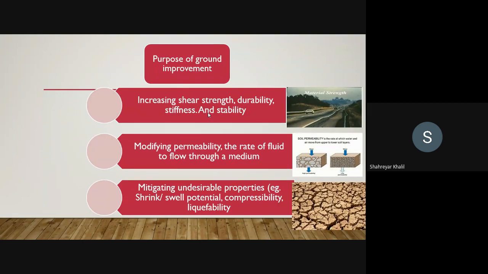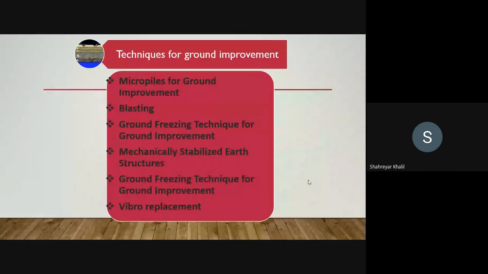The next one is that improvement also modifies the soil permeability, where permeability is the rate of flow through different soil layers. After the ground improvement is done, the particles come close together, so the permeability of the soil is decreased. Similarly, mitigating undesirable properties. We don't want undesirable properties like shrink-swell potential, compressibility, and liquefaction that usually cause cracks in our structures.